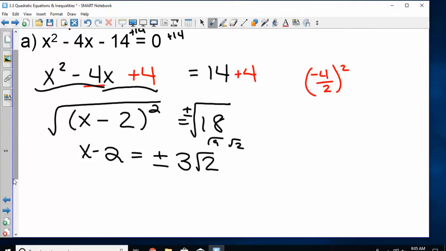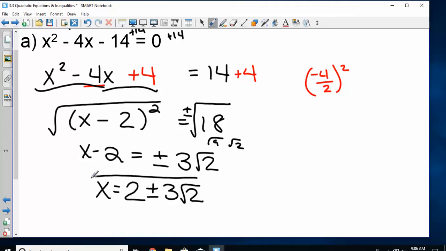Okay. Next step, we would add our 2 over. Can I just add this and make it 5 radical 2? No, they're not like terms. So your answer is 2 plus or minus 3 radical 2. But if you could add it, yes. If this were just a 3 over here, you would do 2 plus 3 and 2 minus 3. Other questions? Because this one had a radical with it, they weren't like terms.